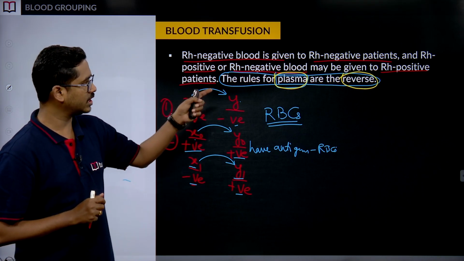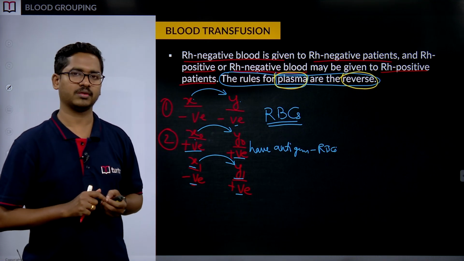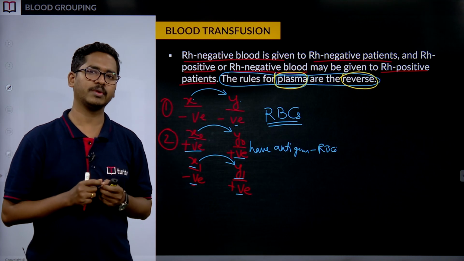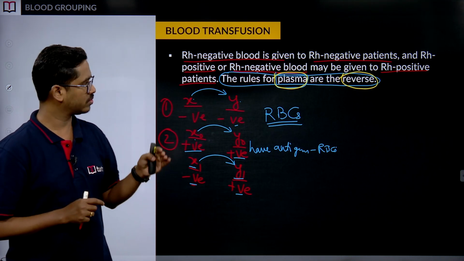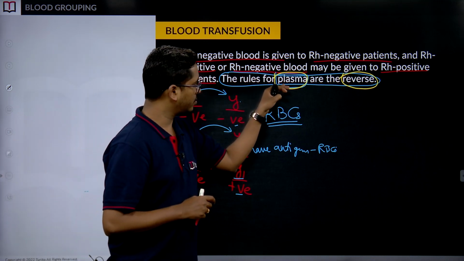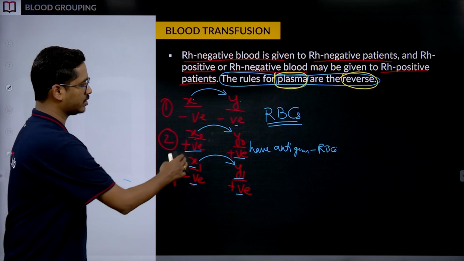That is why we see antibodies present in the plasma of the blood. The antibodies will act against the infection, that is why plasma. So, the case with plasma is entirely reverse, entirely opposite of this. Hope you understood this one.